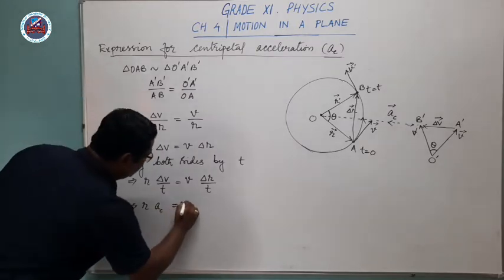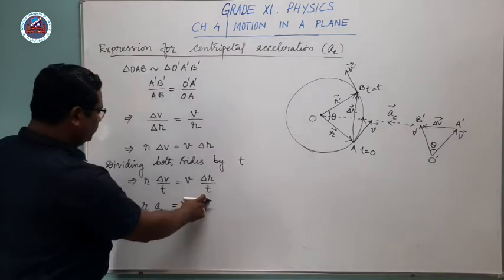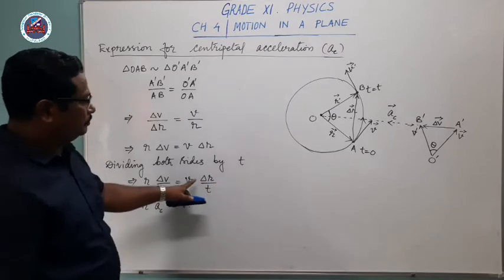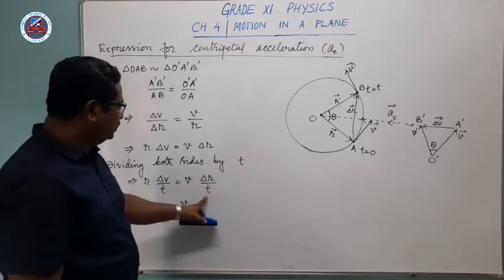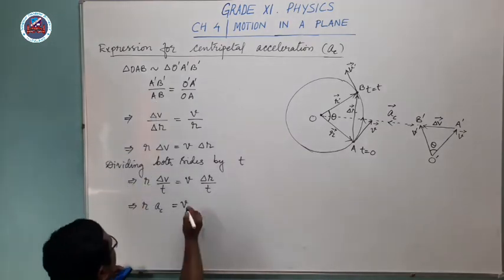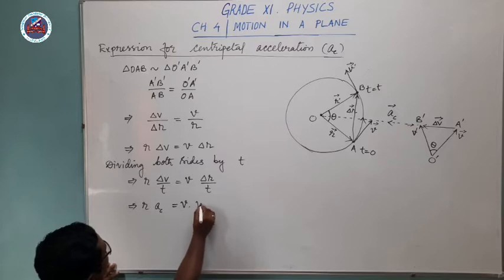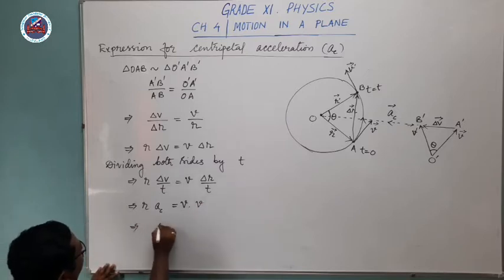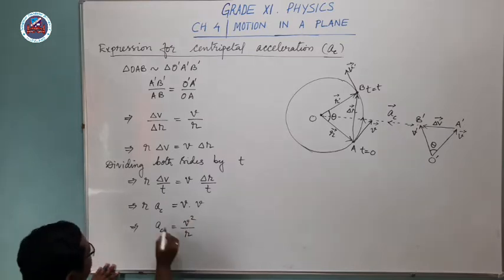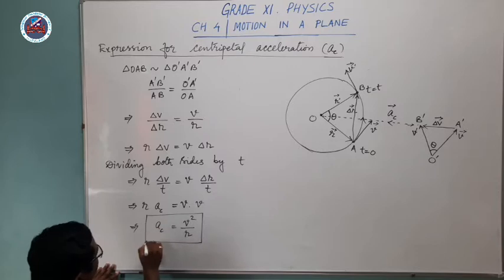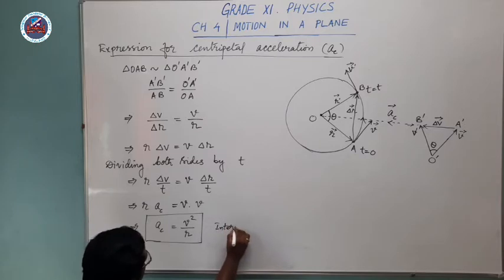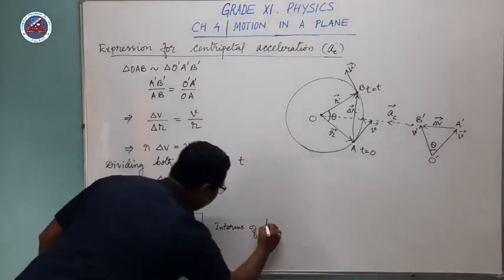This is equal to v. Change in position with respect to time is your displacement. Change in position r, radius vector. Change in position with respect to time will give you velocity. So centripetal acceleration is equal to v squared divided by r. This is your final expression. This is in terms of linear velocity.